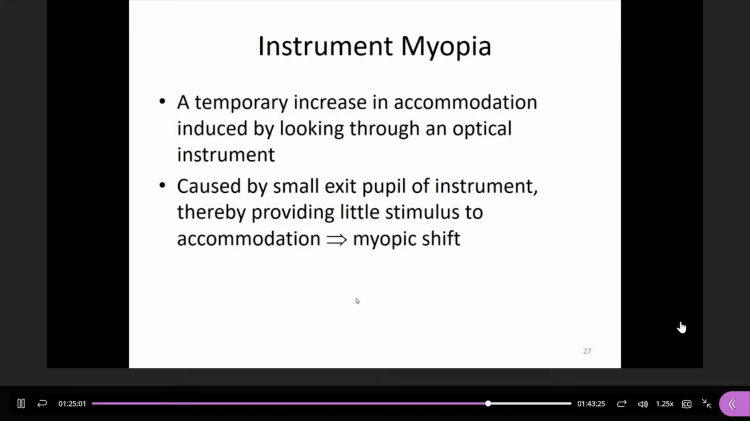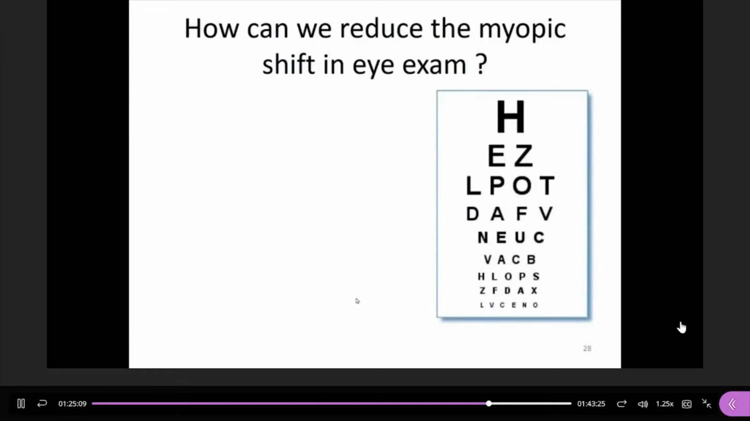And so with little control of accommodation, it will also trigger the myopic shift as well. This is related to instrument myopia. And in our examination room, there are several things that we can do in order to minimize myopic shift during accommodation. Because as you would expect, in an eye examination room, what we want to know is the distance prescription, and we should try to minimize any myopic shift if possible.